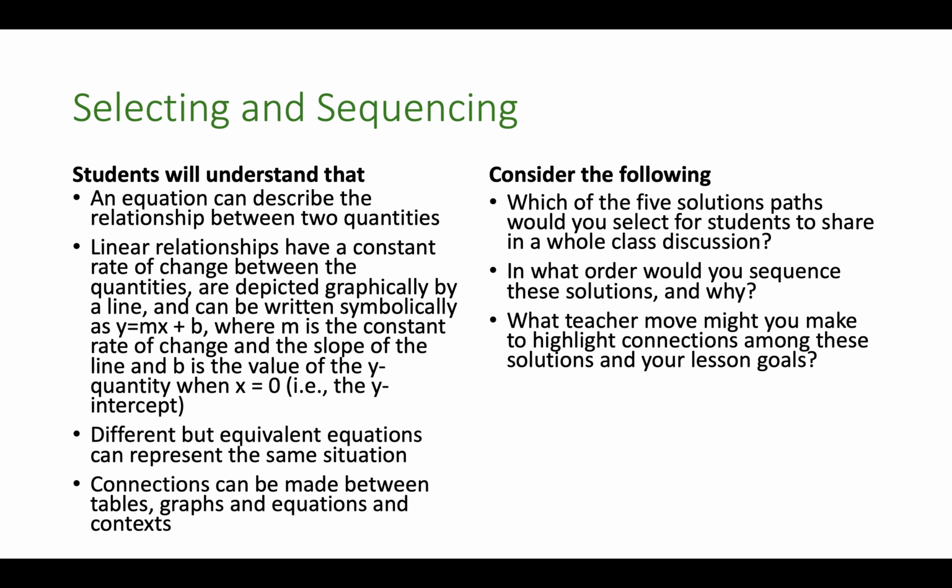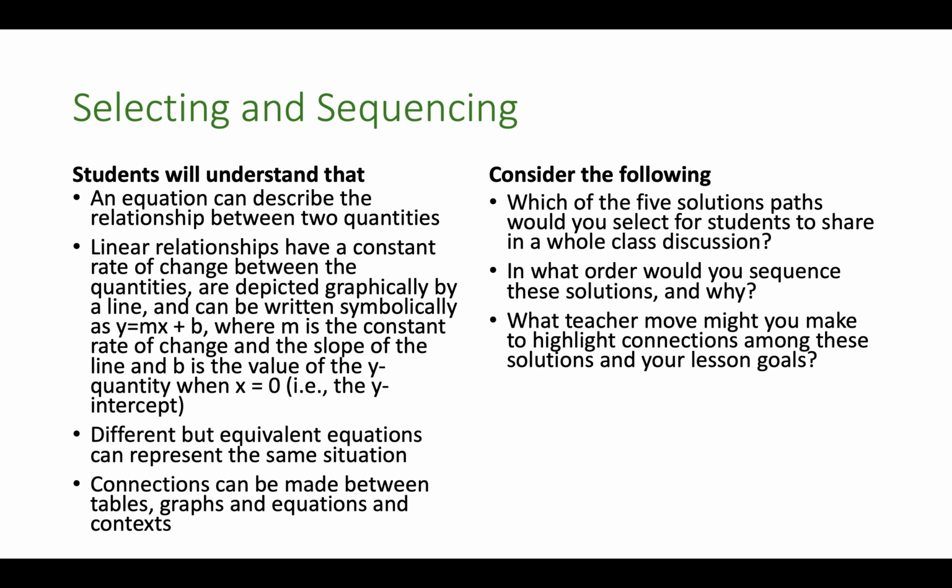So their goal was that students would understand that an equation can describe the relationship between two quantities, that linear relationships have a constant rate of change between the quantities. They're depicted graphically by a line and can be written symbolically as y equals mx plus b, where m is the constant rate of change or the slope of the line, and b is the value of the y quantity when x is 0, or what we call the y-intercept. That different but equivalent equations can represent the same situation. That one's really important. And that connections can be made between tables, graphs, and equations and context. Context being that geometrical representation there of the hexagons.